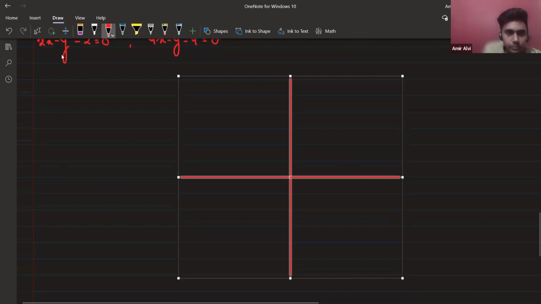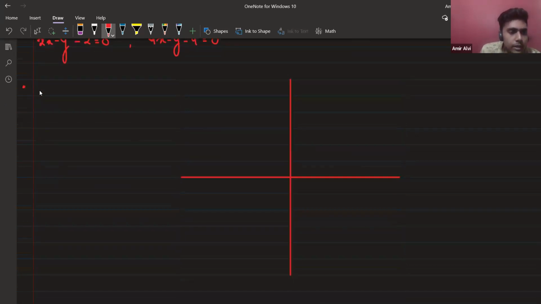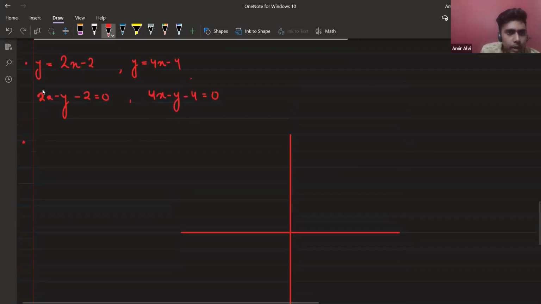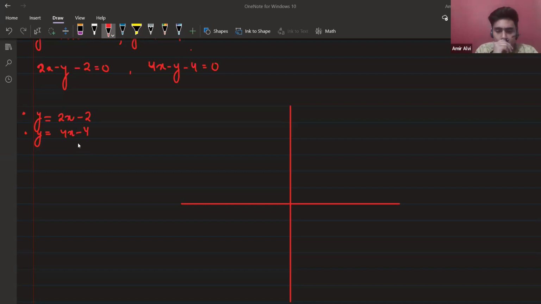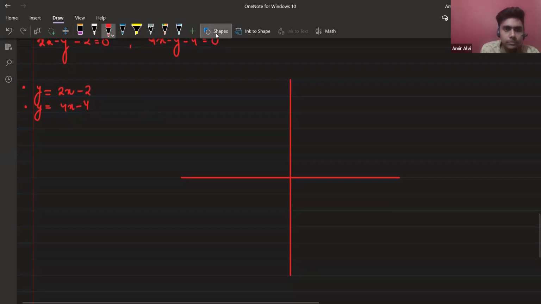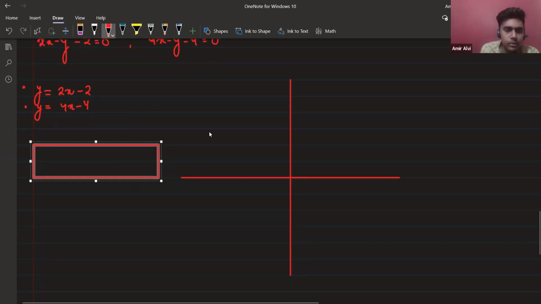So all of you take here. The first equation is y equals 2x minus 2. The second is y equals 4x minus 4. Clear? Any doubt? No, sir. Okay, so let's take two boxes here, one for the first equation and this is for the second equation.